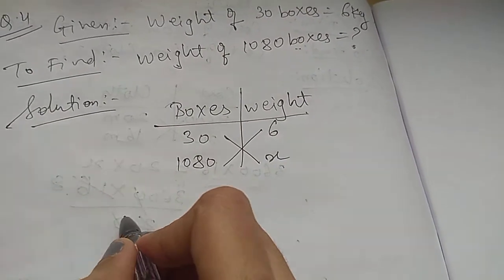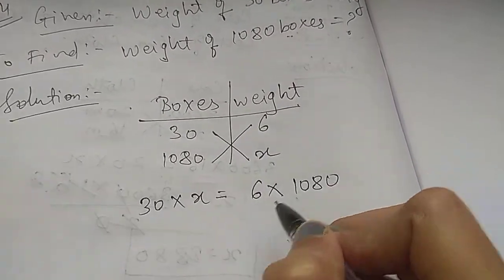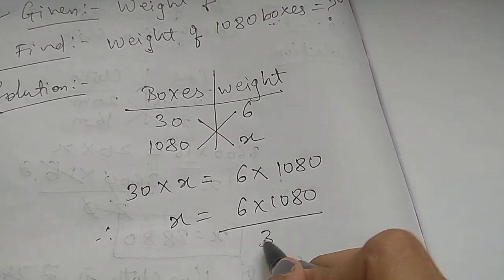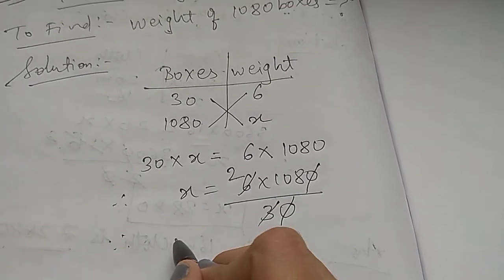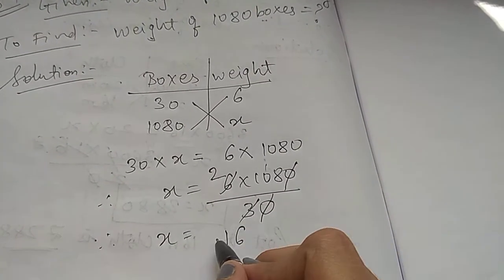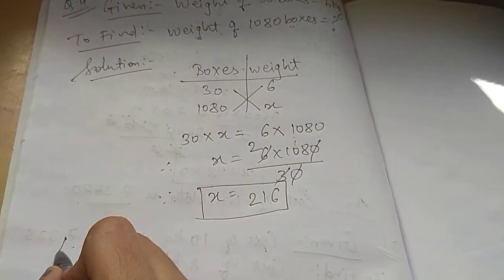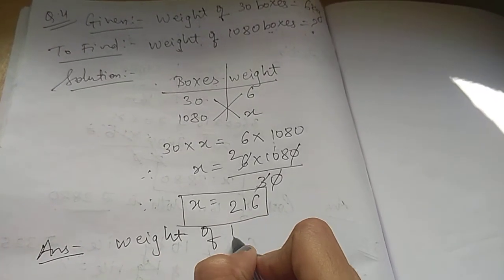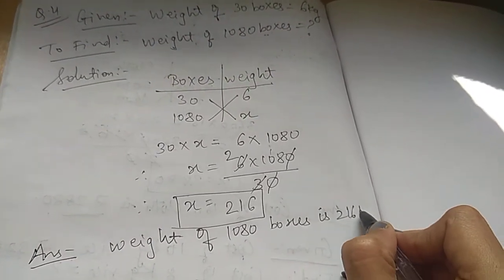Cross multiplication. 30 into x equal to 6 into 1080. 0 0 cut. 1 za, 2 za. 2 8 za 16. 2 ones are 2. The answer is 216 kg. Weight of 1080 boxes is 216 kilogram.